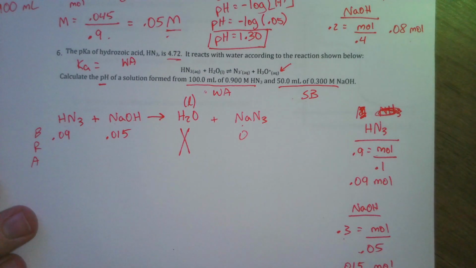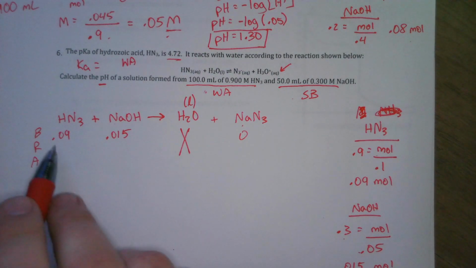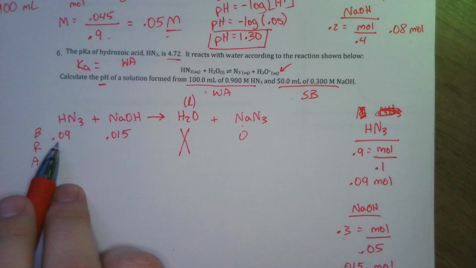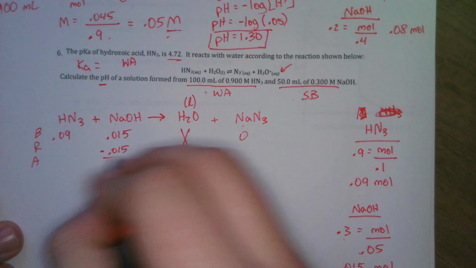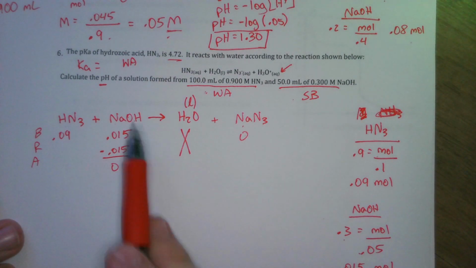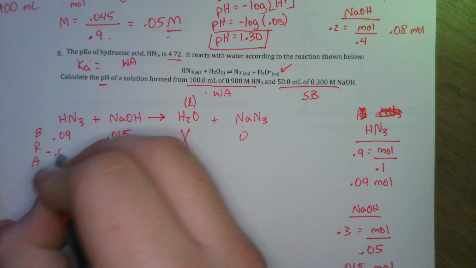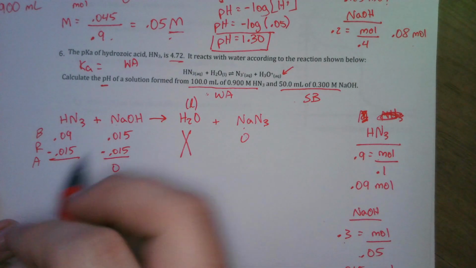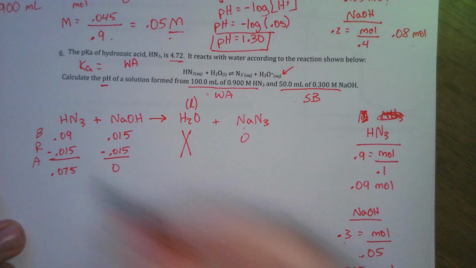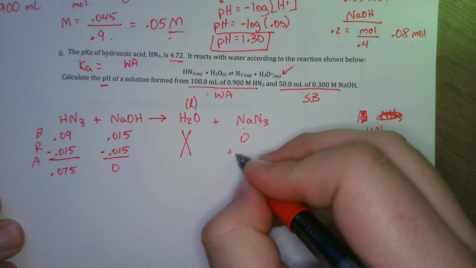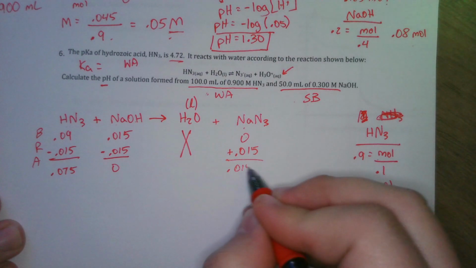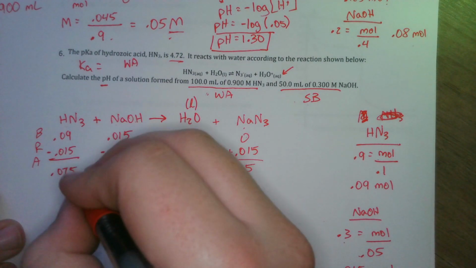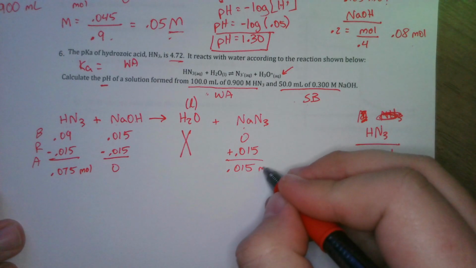I have no NaN3 to start the problem. All right, as my reaction goes, I'm going to react until one of these things runs out. This one's a smaller number, so that's the one that'll run out first. So I'm going to lose 0.015 of my NaOH and 0.015 of my NH3. That gives me 0.075 of it left. But I'm actually going to turn some of that into the conjugate base, so I end up with 0.015 of my conjugate base as well. And because all of this was in moles, I still have moles.